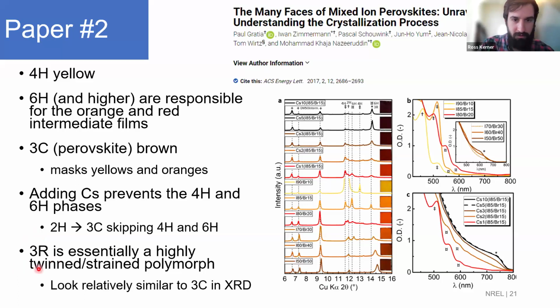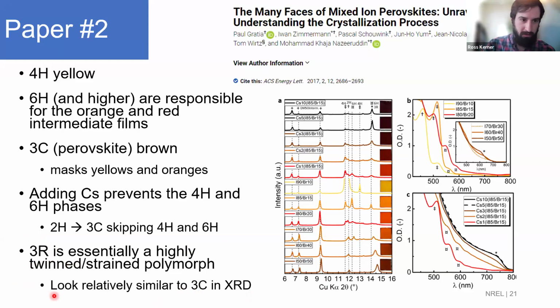And then there's also discussion of this 3R phase for rhombohedral, I believe. And they kind of talk about it as essentially a highly twinned or strained polymorph of the cubic perovskite phase. And it looks so similar in XRD that you can't really distinguish them on a laboratory scale instrument. The other notable thing about this phase is that if you do fall into this phase during your intermediate formation, it's really hard to convert that to perovskite.